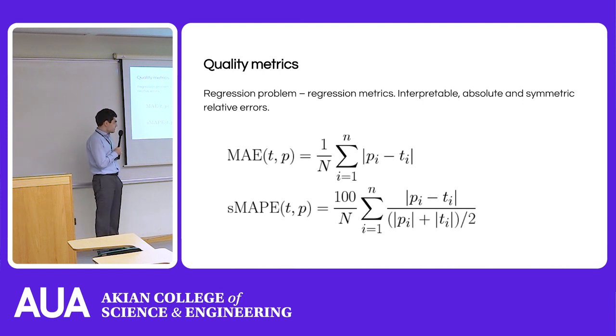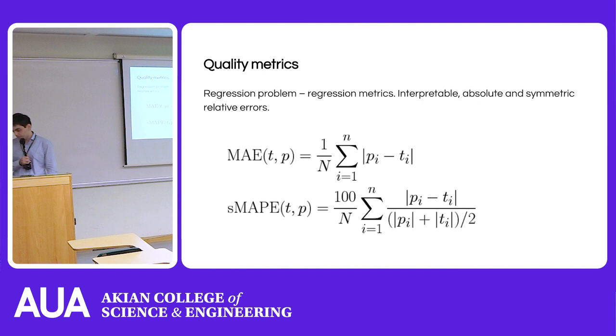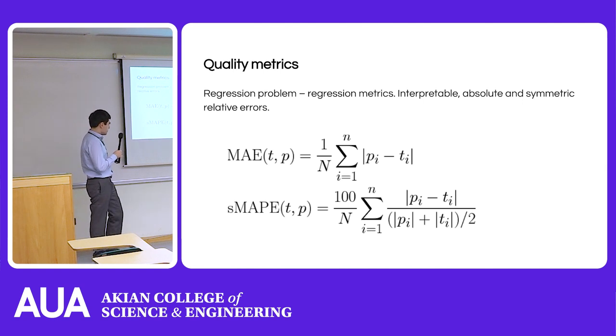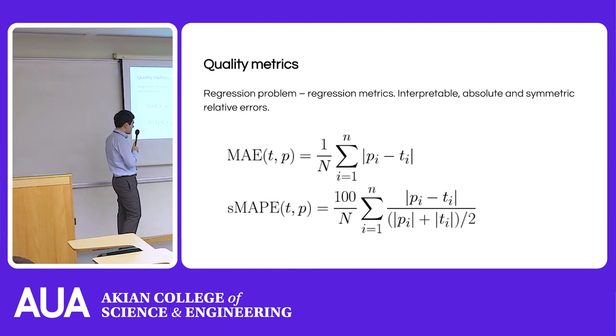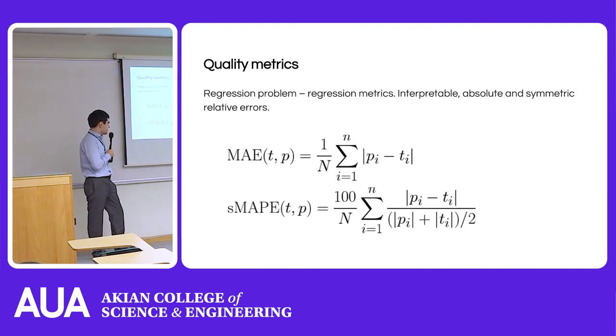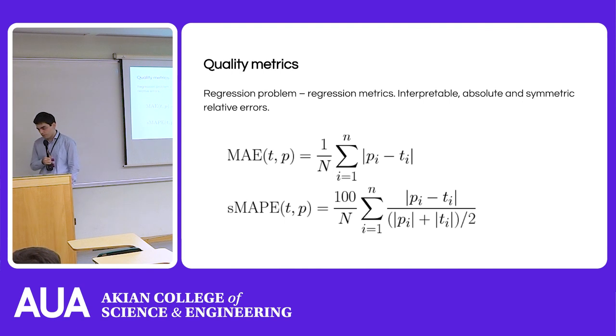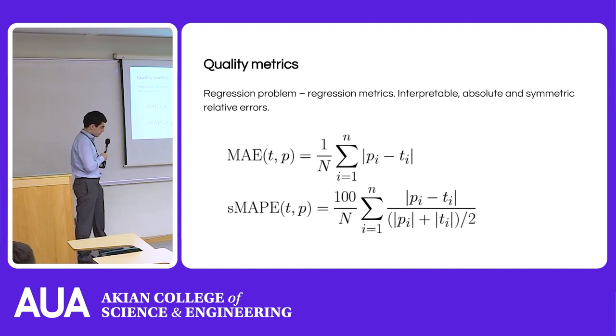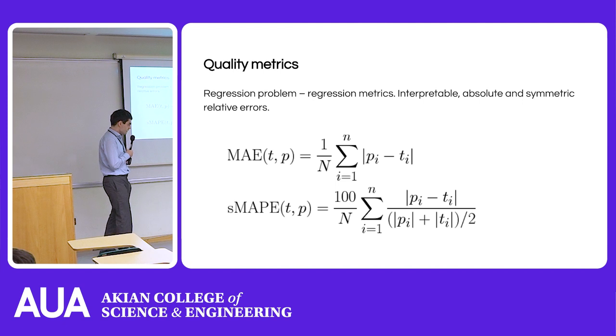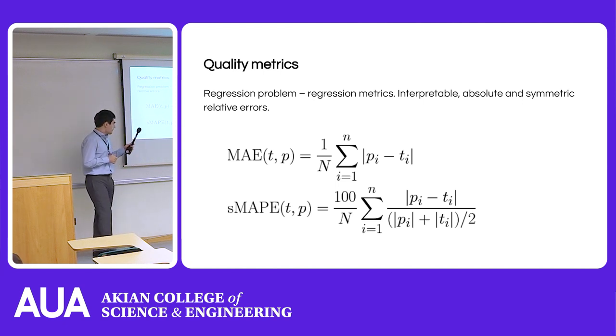It's basically an analog of relative error, but for the whole dataset. The symmetric part is about the denominator, because in the standard MAPE formula the denominator consists only of the true value, and it's asymmetric. It punishes more when our prediction is bigger than the actual target value, and less when our prediction is less than the target value. So this denominator is basically a symmetric correction for this metric.